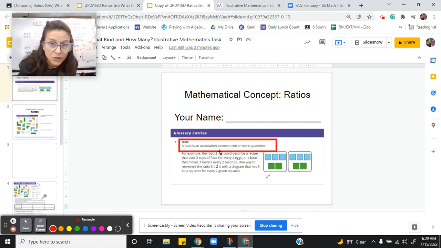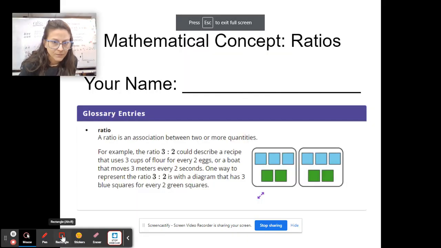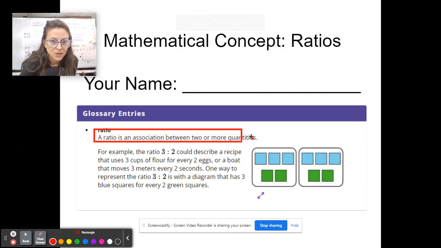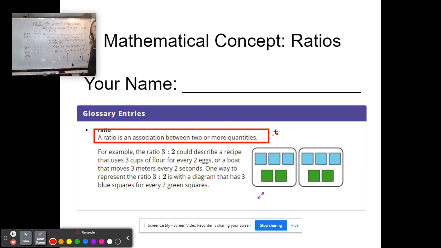A ratio is an association, and let me clear screen and go into slideshow mode because that would make the most sense. A ratio is an association between two or more quantities. So these are different words, but over here I have stars and circles, and in Screencastify we have blue squares and green squares. 3 to 2, and fancy that, 2 to 3. I have the exact same example here as you see in the illustrative mathematics definition and example, but it's just different symbols.